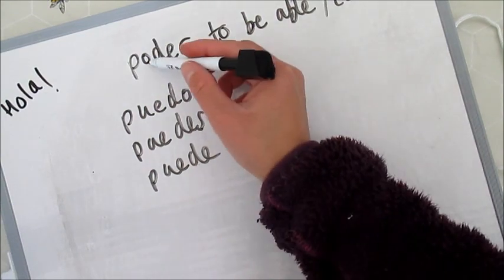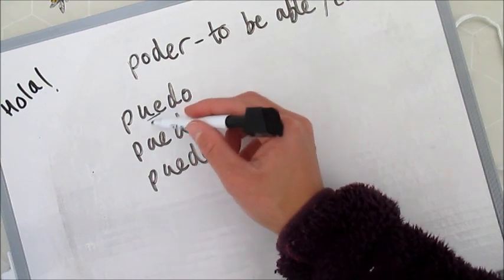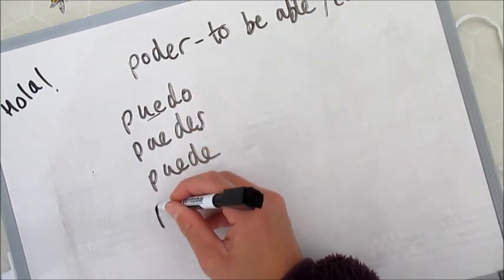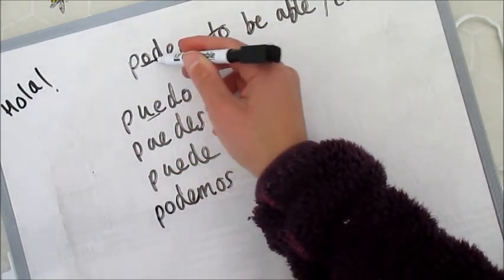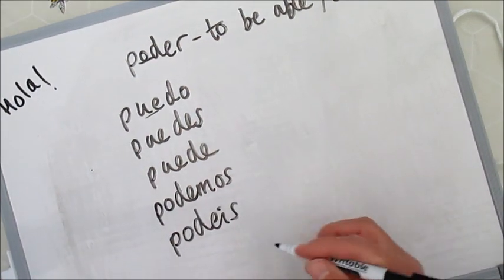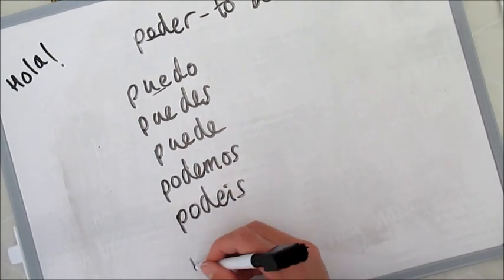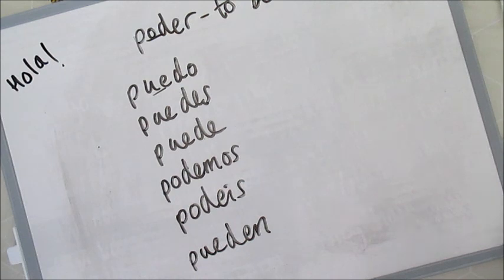So we'll notice it's irregular because it's not podo or podes, it's puedo. So we've changed this middle part. But then for we, it changes to podemos, so it does look a bit more like the verb. And then you all, we've got podéis. And then they can, we've got pueden. So pause the video, write that one down.